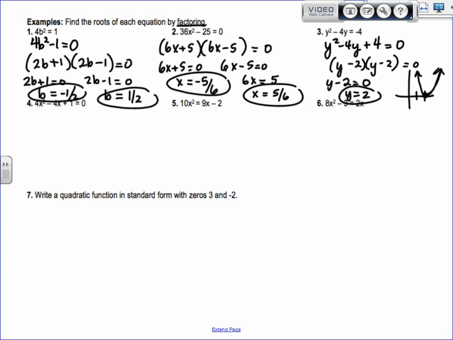Right, so same idea on the next one. So I have 4x squared minus 4x plus 1. So I'm going to have 2x and 2x. I need -1 and -1. It's another one that only has one solution. So 2x minus 1 equals 0. So I get x equals 1/2.